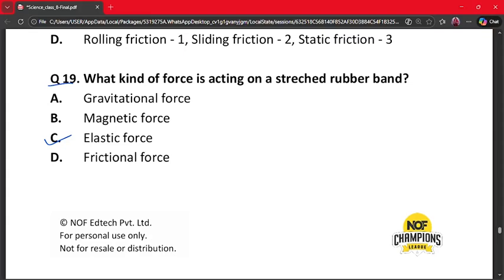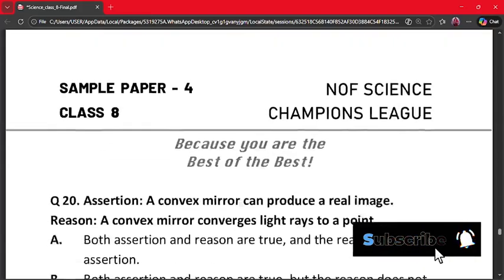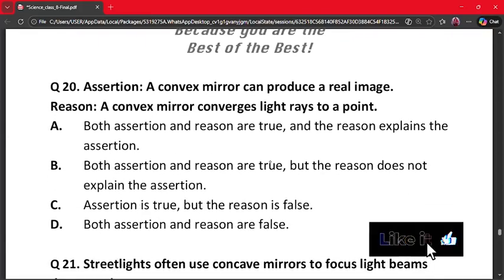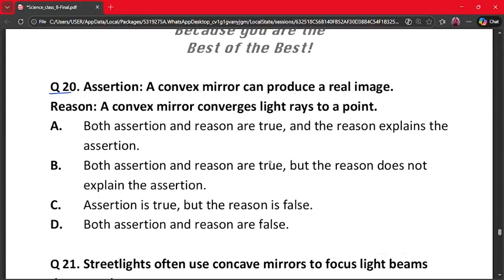Hence option C is the correct option. Our next question is question number 20. Assertion: a convex mirror can produce a real image. Reason: a convex mirror converges light rays to a point.